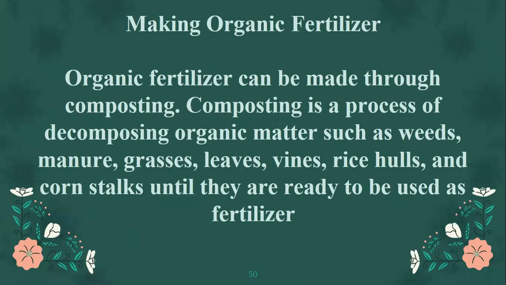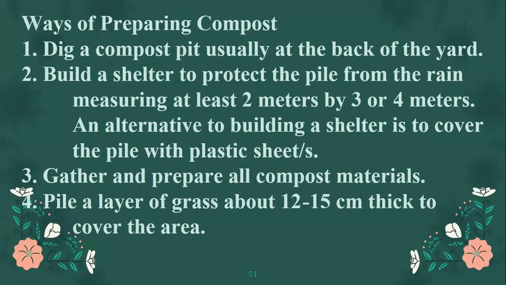How to make organic fertilizer? Organic fertilizer can be made through composting. Composting is a process of decomposing organic matter such as weeds, manure, grasses, leaves, vines, rice hulls, and corn stalks until they are ready to be used as fertilizers. Ways of preparing compost. 1.